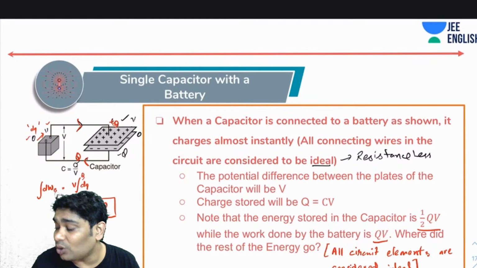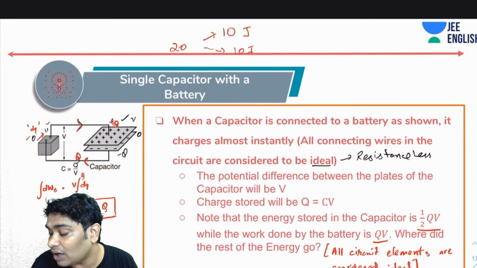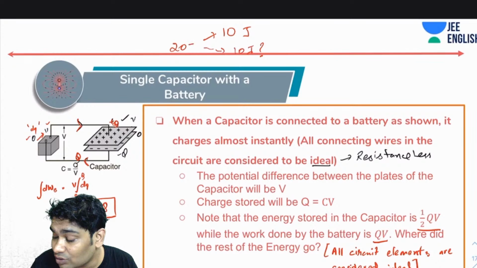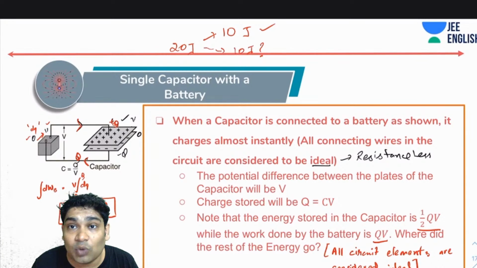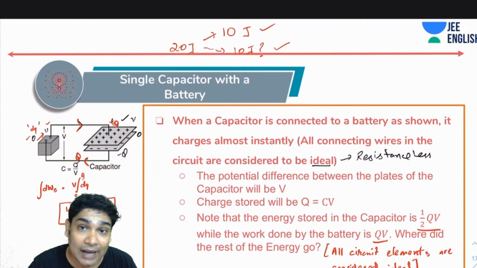Suppose I wanted to store 10 joule of energy. My battery is doing work of 20 joule and I realize that I don't know where the other 10 joule went. When the battery is doing a work of 20 joule, I am only getting 10 joule. What is happening to the rest of the 10 joule? That's a significant amount of energy. I can't just let go of that. I need to figure out where it went.